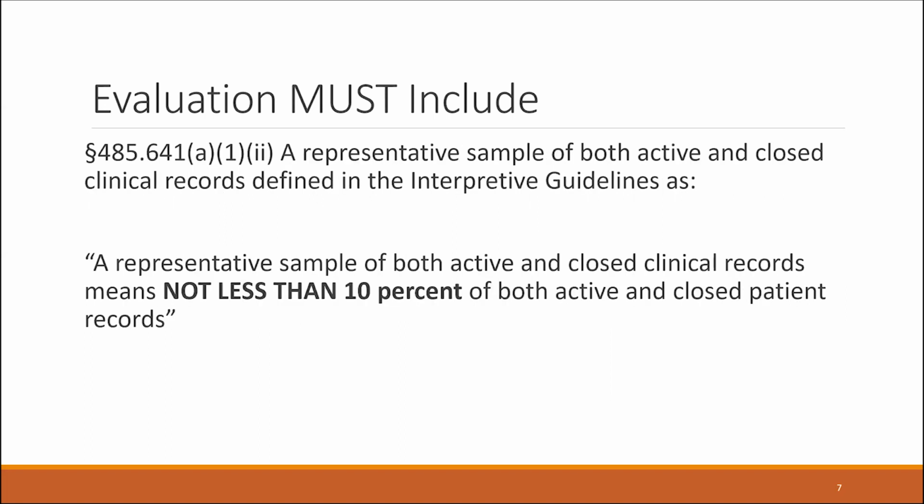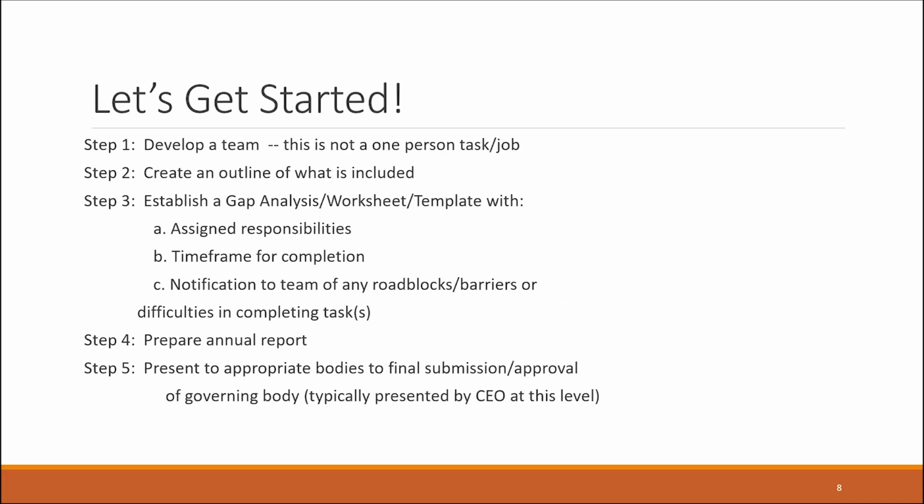So the representative sample must include that review of active and closed records. So when we start thinking about that, well, how many do we know what we are to do? Guidance actually tells us no less than 10% of both active and closed patient records. So again, you have to determine how many patients you've seen throughout the course of the year to determine that number. So here's where we really start to get into the nuts and bolts.